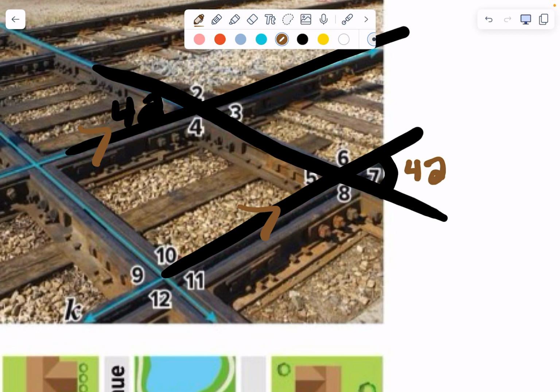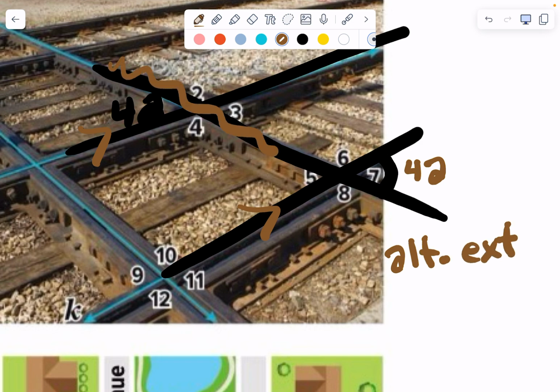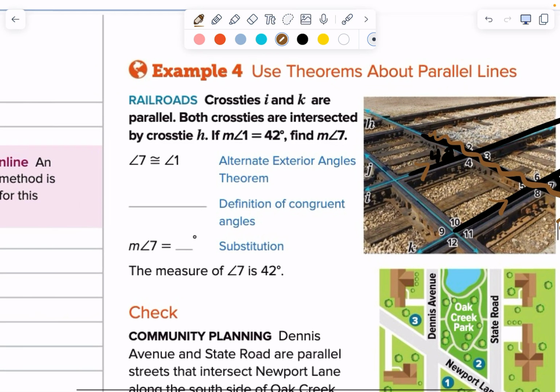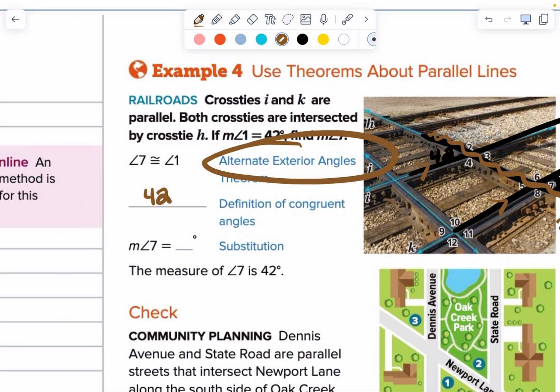What are those two angles? Congruent. They're alternate exterior, yeah? They're on opposite sides of the transversal, but they are exterior, right? Okay. So angle 7 will be 42 degrees because alternate exterior. Yeah?